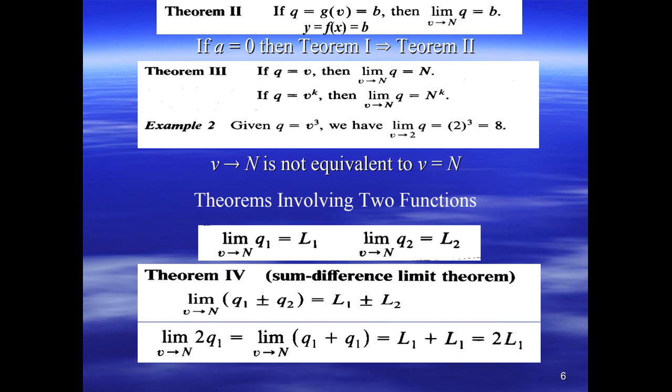So theorem 2 is about the constant functions. In fact, it is a corollary of the previous theorem. If q is equal to g of v equals b, so the function is a constant function b, then the limit of q when v goes to n is b. Or you can also express the same thing as y equals f of x equals b. This is the constant function whose value is b. And its limit for v going to any n would be b, its value, and would not change. Its limit would be its value anyway.